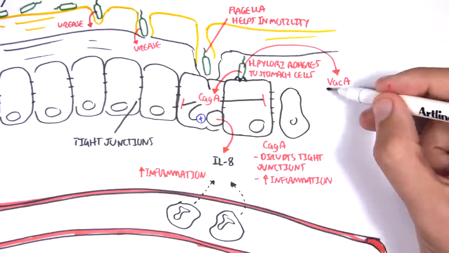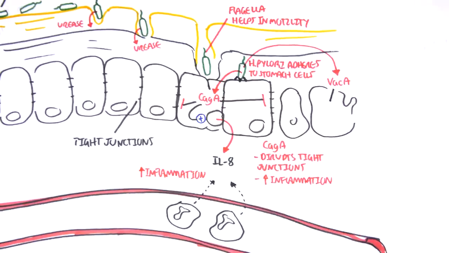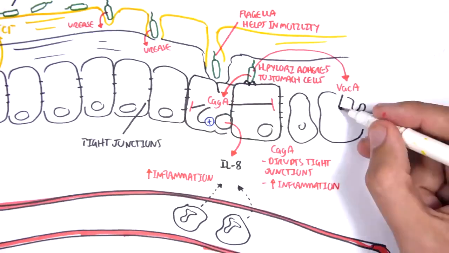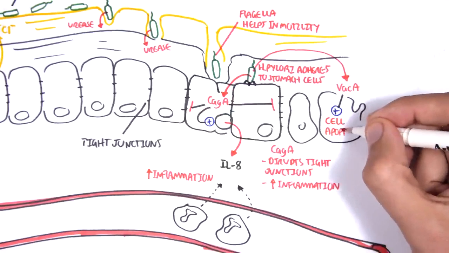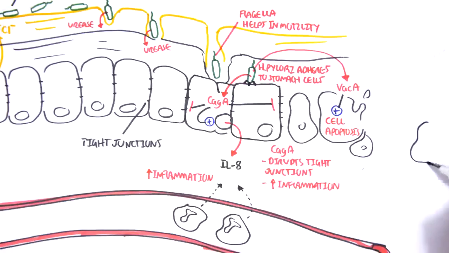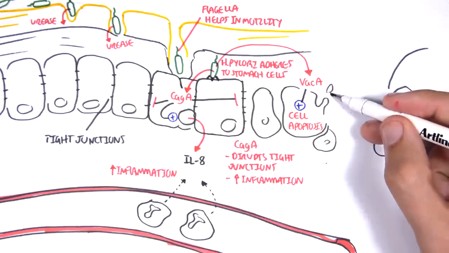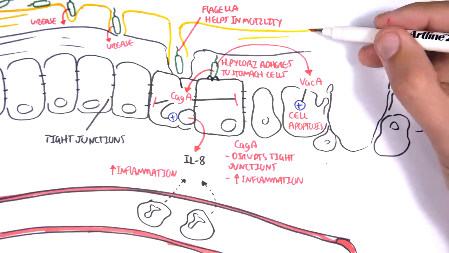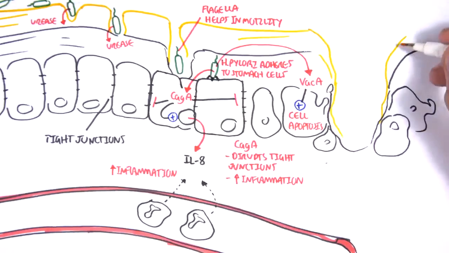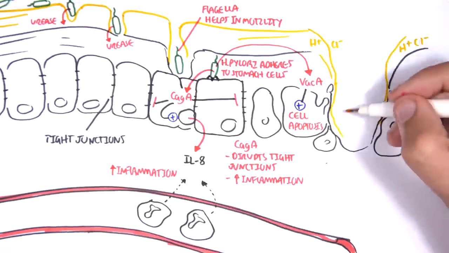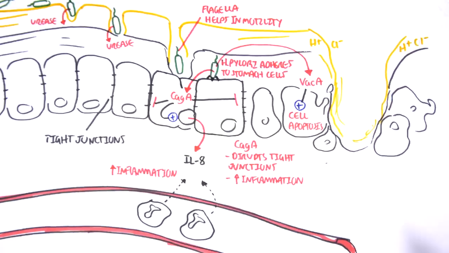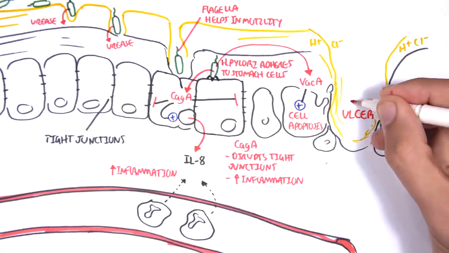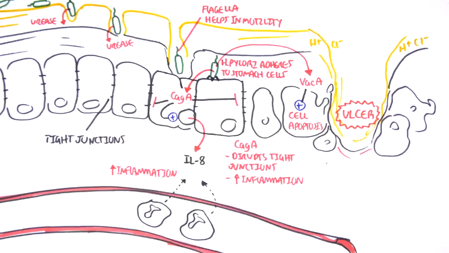Now we have VacA. VacA essentially induces apoptosis of the stomach cells. So the combination of CagA and VacA causes essentially just the breakage of the stomach cells. And this allows the hydrochloric acid layer and mucus layer on top to basically come in. And as the hydrochloric acid layer comes in, it will really damage and eat up the surrounding tissue. And this is how the ulcer is formed.